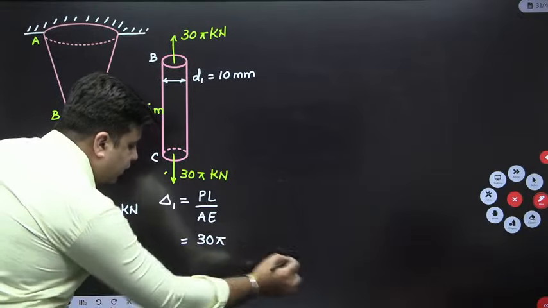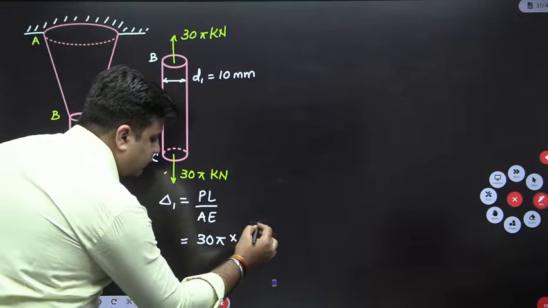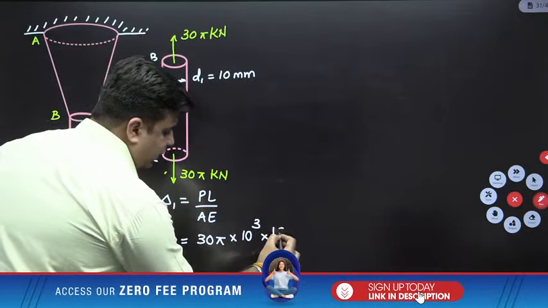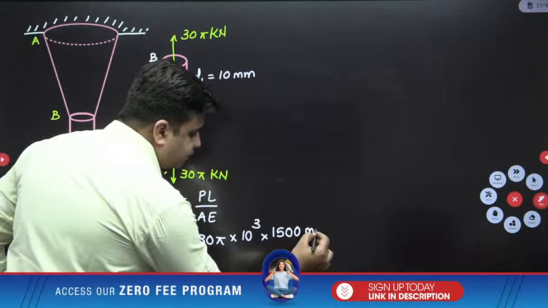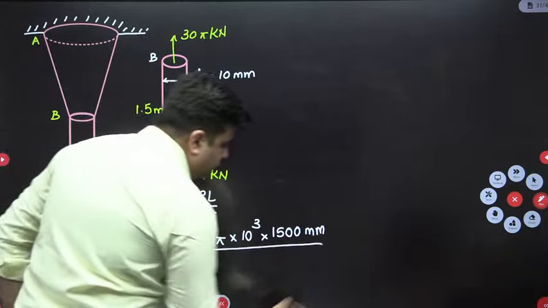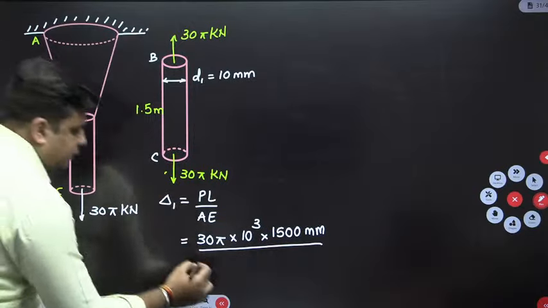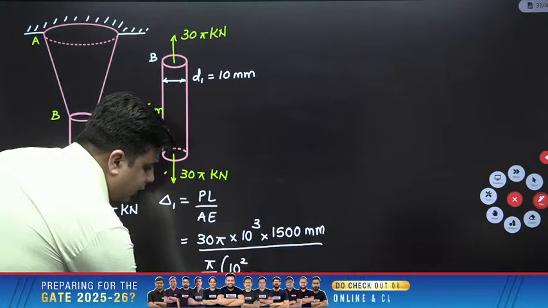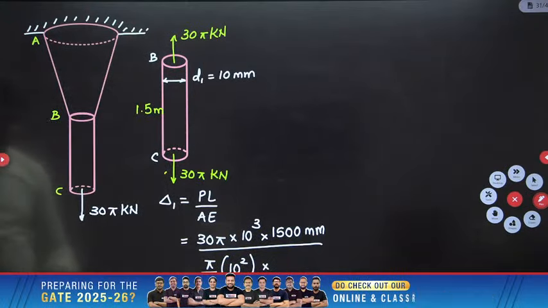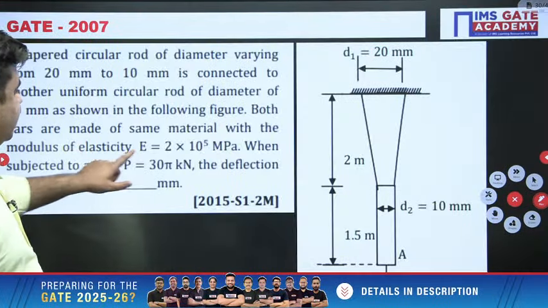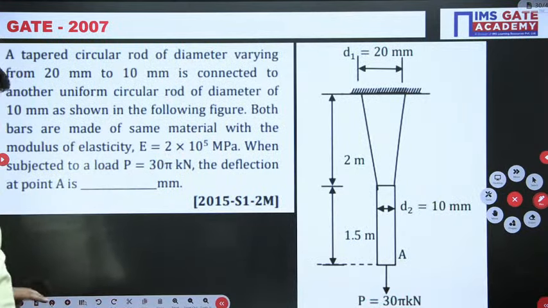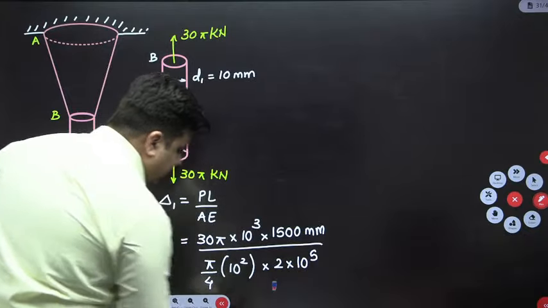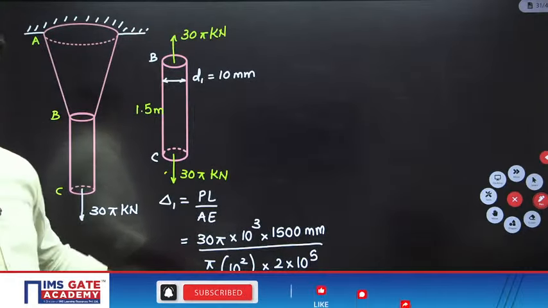Now it is in kilonewton, so I will write 10 raised to power 3. Then the length of the member is 1.5 meter, so I will write this as 1500 mm, divided by the value of area. Area is pi by 4 into 10 square. Then you have E. The value of Young's modulus is 2 into 10 raised to power 5 megapascal. Please calculate this.